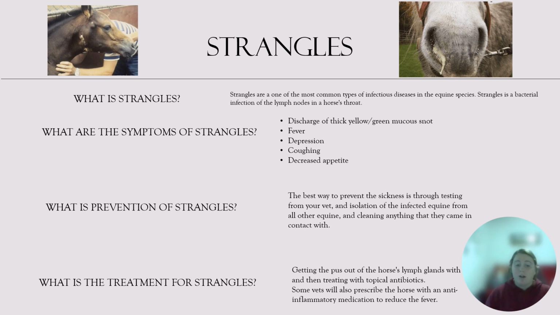We treat strangles by getting all of the pus out of the horse's lymph glands and then treating them with topical antibiotics. Some vets will also prescribe the horse anti-inflammatory medication. That's just to reduce the fever and make them feel a little bit better.